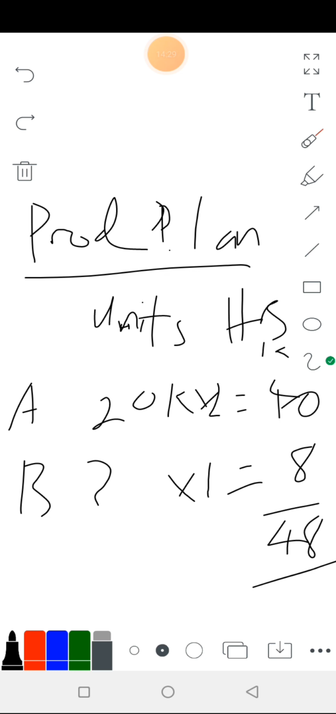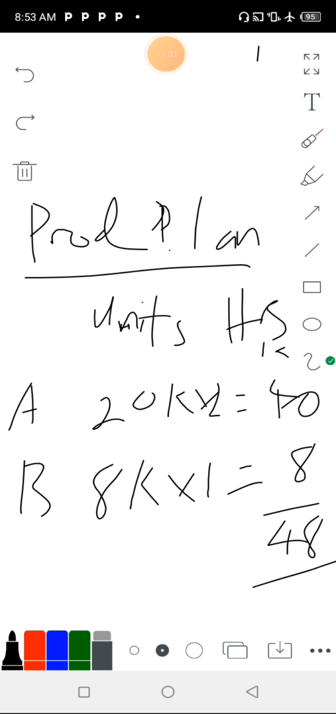So we know that we have 8,000 hours available, but we need 1 hour to produce 1 unit. So how many units are we going to produce if we have 8,000 hours, but we require 1 hour to produce 1 unit? It means that we need to produce only 8,000 units of B. So this was the production plan expected of you. Are we together, ladies and gentlemen?